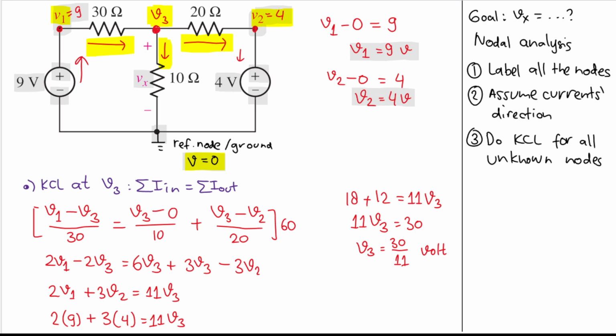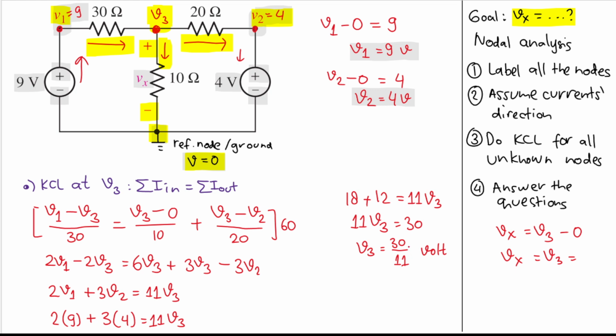However, the question does not ask about V3 but Vx, right? So that is the last step for this question. So we will have to answer the question. What is the question? Vx. What is Vx? Okay, Vx, we are given the positive terminal is connected to V3. So we will have V3 here. And then the negative one is connected to the reference node. So we will have 0 there. So V3 minus 0. Therefore, Vx is equal to V3.